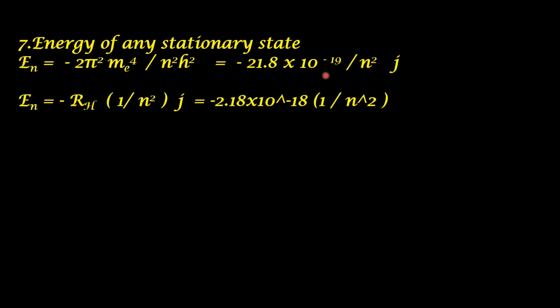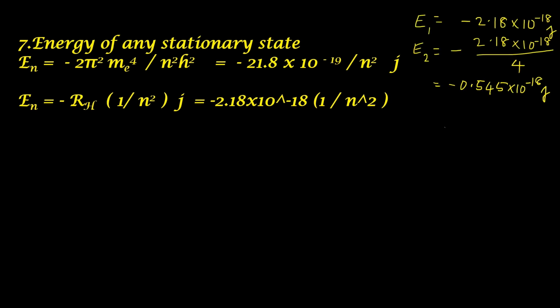21.8 into 10 raised to minus 19 divided by n square can be written as negative 2.18 into 10 raised to minus 18 into 1 by n raised to 2. The decimal point is being shifted backward by one step. This quantity is called Rydberg constant for energy. Please recall the Rydberg constant for wave number. Remember not to confuse between these two. Okay, so let us see one or two examples.